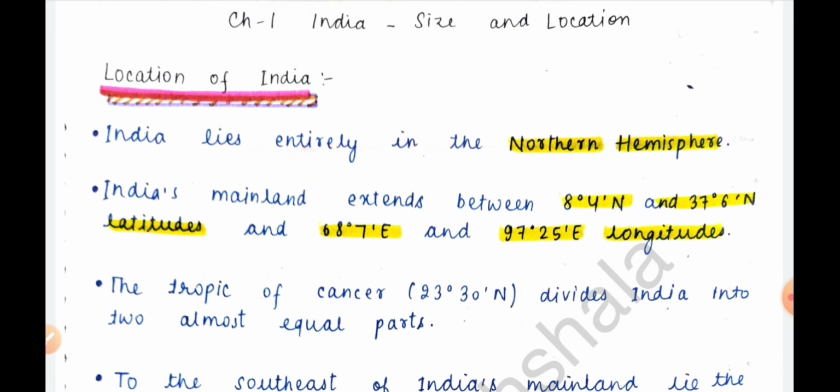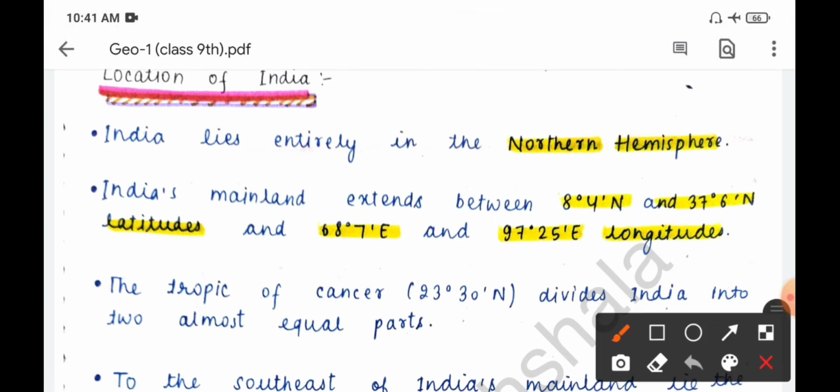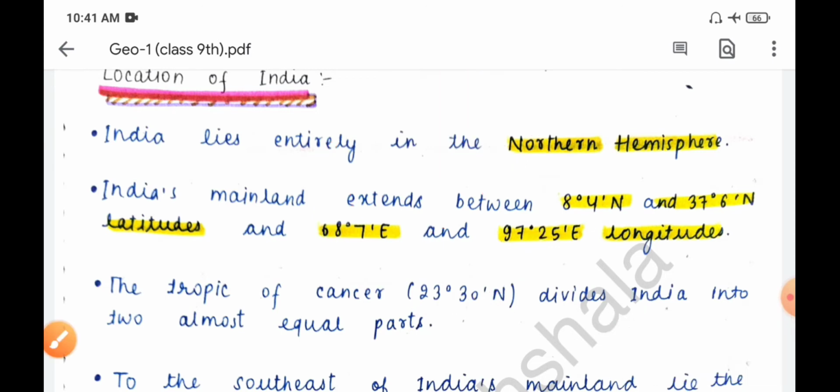So let's begin. India is a vast country. It lies entirely in the northern hemisphere. The earth could be divided into two hemispheres, the southern hemisphere and the northern hemisphere. And India lies somewhere here. So India completely lies in the northern hemisphere.